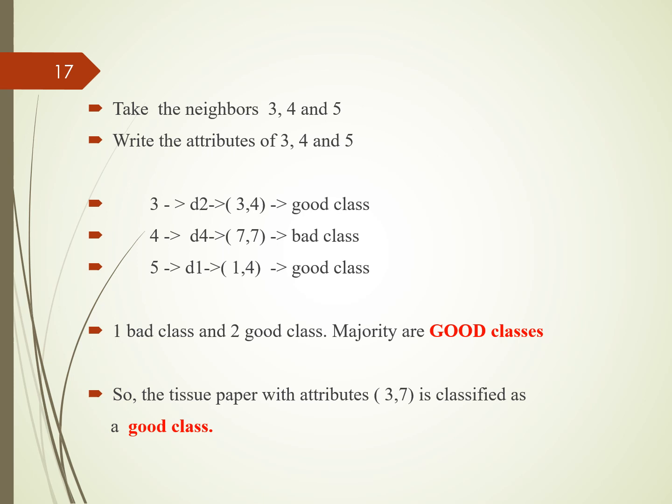If classification, you should see the majority. If regression, you should see the average. Here this is a classification problem, so we should consider the majority. Majority is good class. So the tissue paper with attribute 3, 7 is classified as good class.